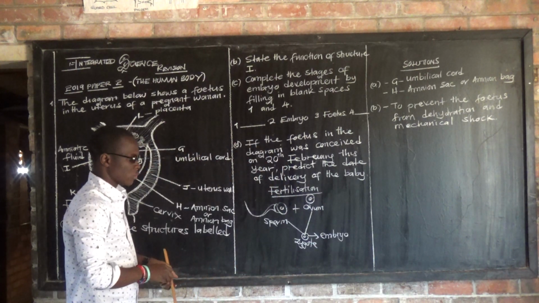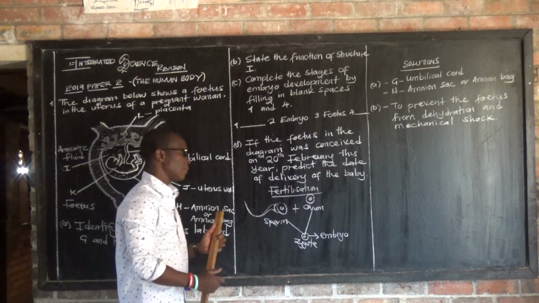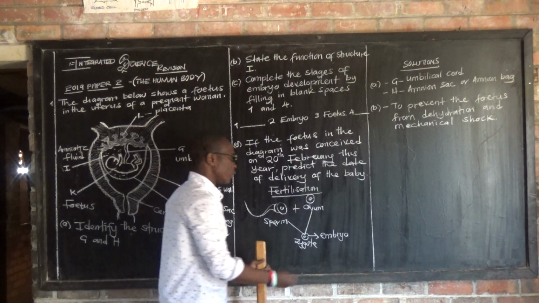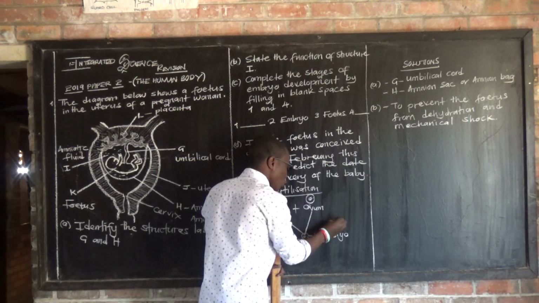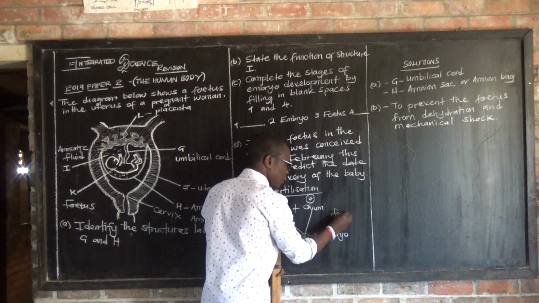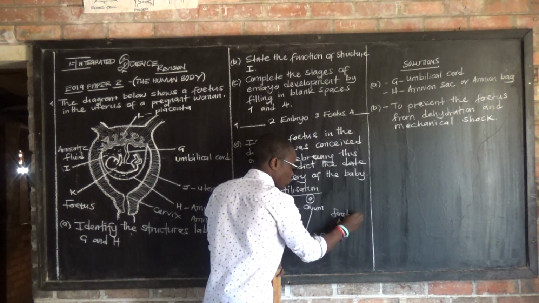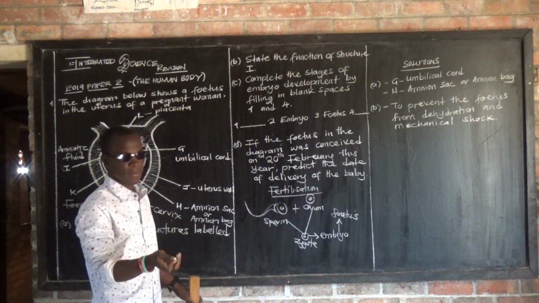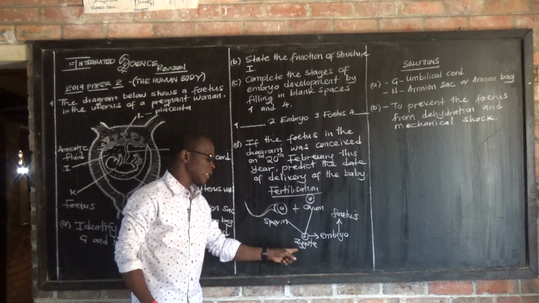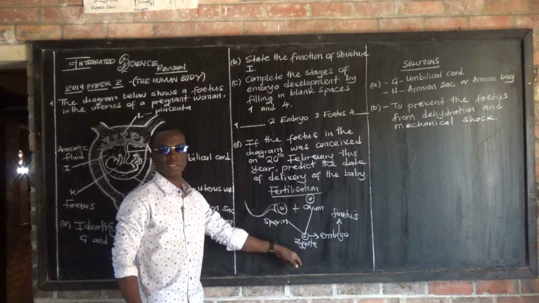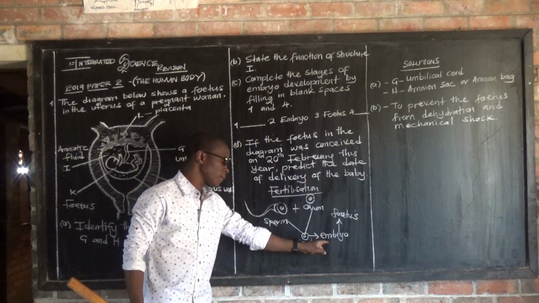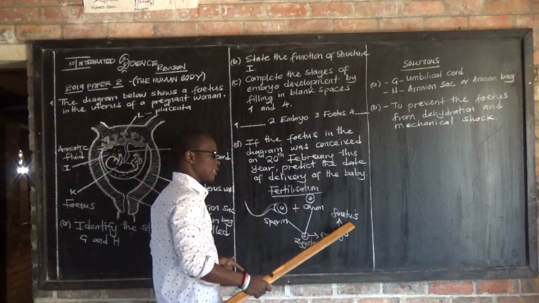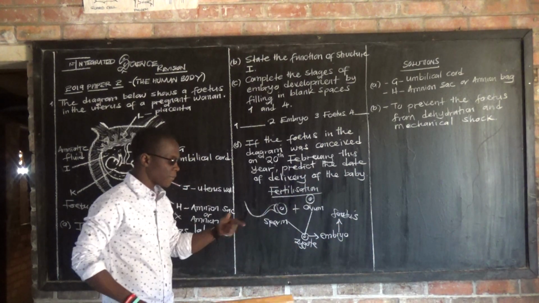So what is a zygote? What is an embryo? An embryo is a developed zygote. Then this embryo develops into what you call a fetus. So a fetus is simply a developed embryo. Are we moving together? A zygote is a fertilized female sex cell. Then an embryo is a developed zygote. Then a fetus is a developed embryo.